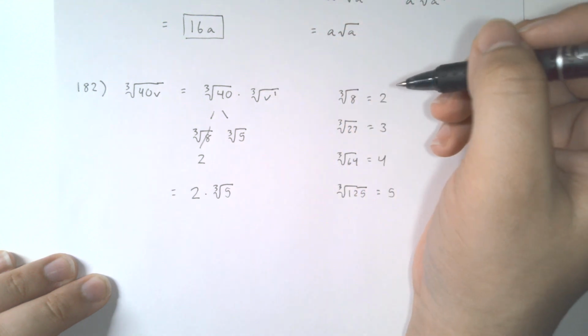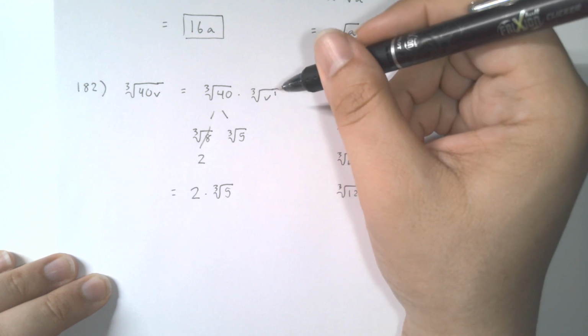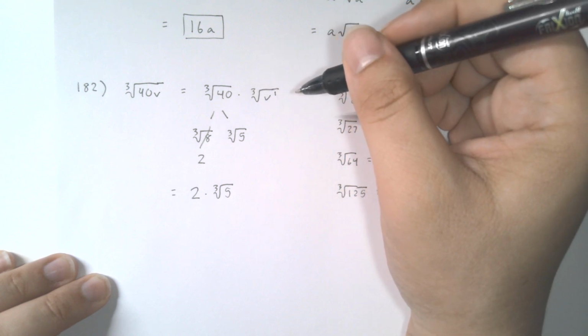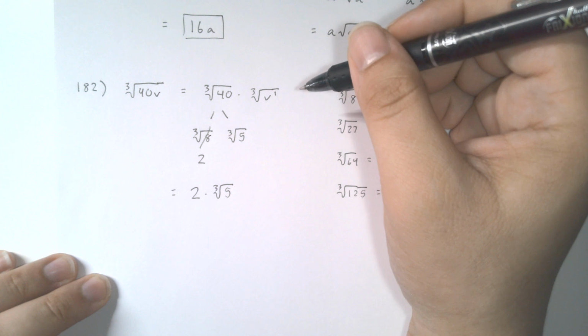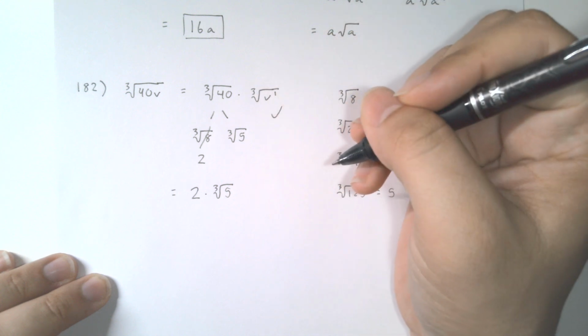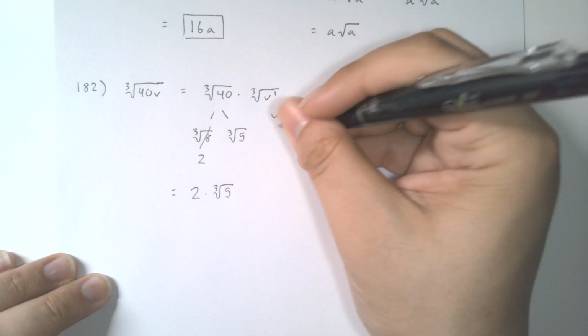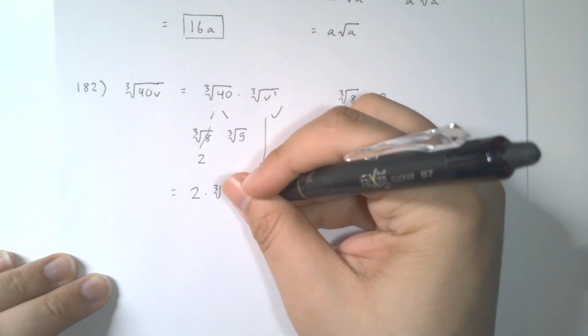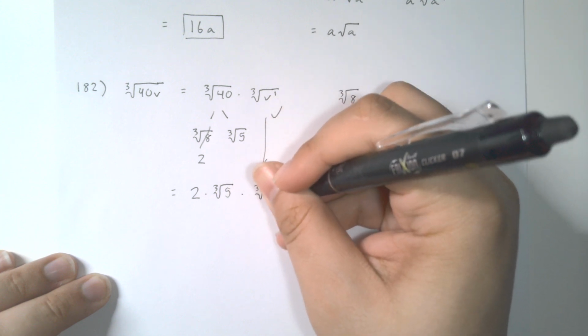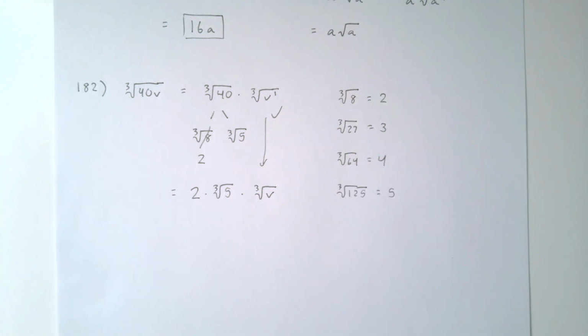And so just like above, we would ask ourselves, well, how many times does 3 go into 1? Well, 3 doesn't go into 1. So it's already simplified. We don't have to do anything with that. We can just bring it straight down, and we have the cube root of v.